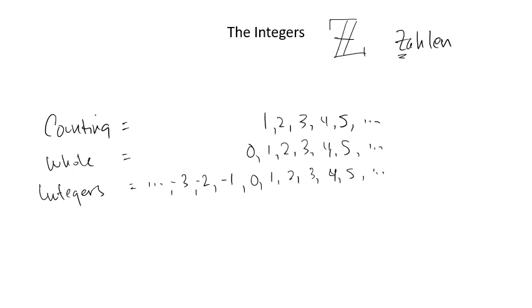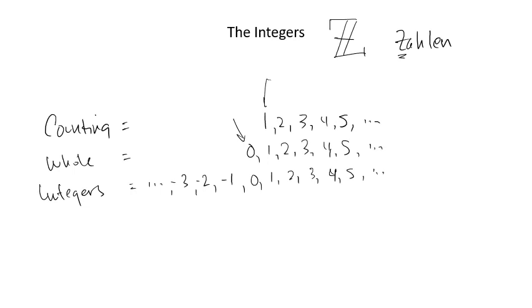Now, I wanted to put these in this way so we can see a little bit of a comparison here. Is there a smallest counting number? Well, yes, the 1 would be the smallest counting number here. And is there a smallest whole number? Well, the 0 is the smallest whole number. Is there a smallest integer?